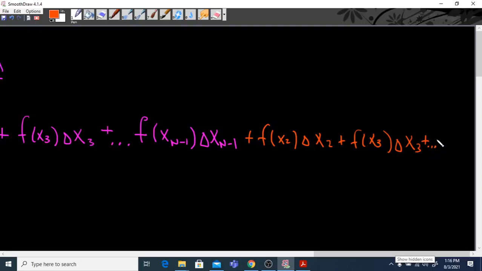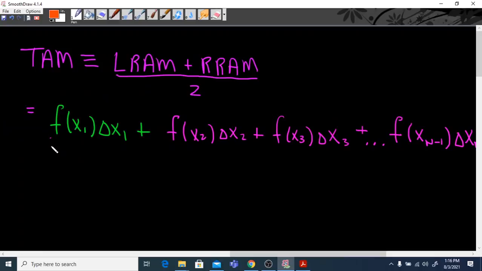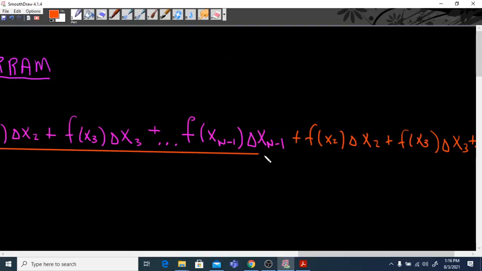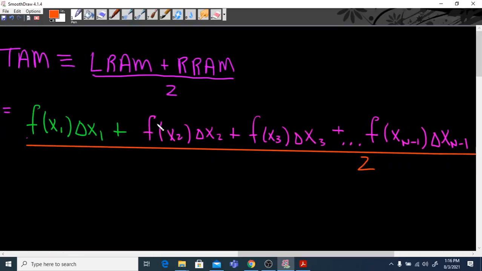Plus dot dot dot f, and the right one's going to stop at n, and I'm going to do it this way just because I'm running out of space. It's going to stop at n, which means it has n minus 1 in there. Okay, so here's the point. Let me get to the point. First, let me divide everything by 2 because it's part of the definition. Okay, divide everything by 2. Here's the point, okay?